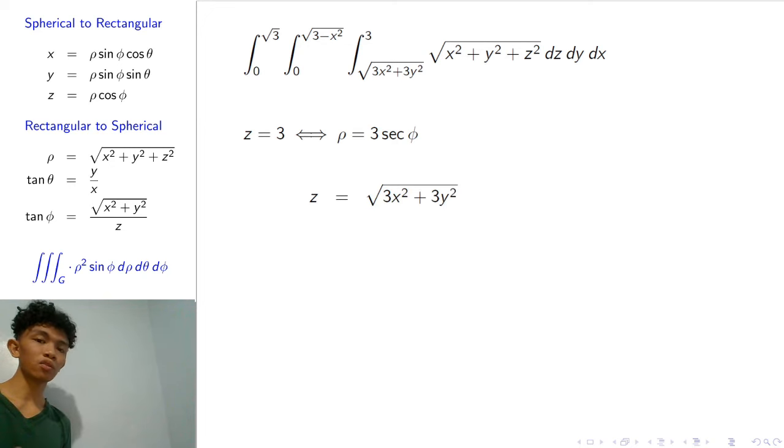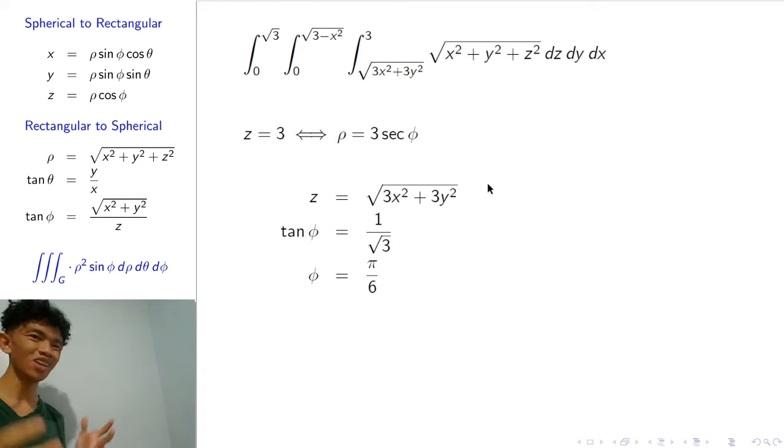As for z equal to square root of 3x squared plus 3y squared, again, tan phi is just square root of x squared plus y squared over z, where z there will be replaced by square root of 3 multiplied by square root of x squared plus y squared. So the square root of x squared plus y squared will cancel out, and you're left with a square root of 3 in the denominator, which gives us tan of phi equal to 1 over square root of 3. And in turn, phi is just pi over 6. So we have an idea now how our solid would look like. You have below your cone as a bound, above you have your plane as a bound rather.